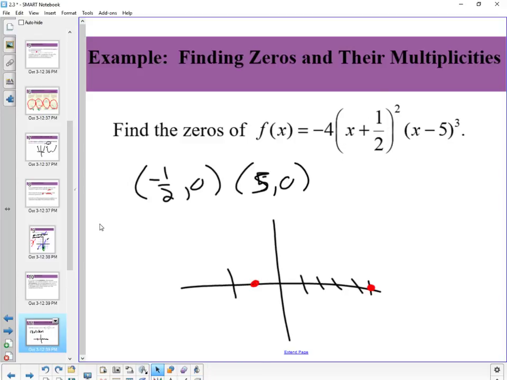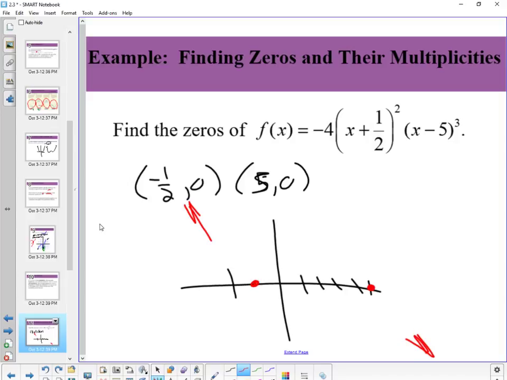Show me your end behaviors for this one. Oh, it's -4, because the 4 should be. Yeah, good job. It's going to go from here to there, and it's going to come down here somewhere.